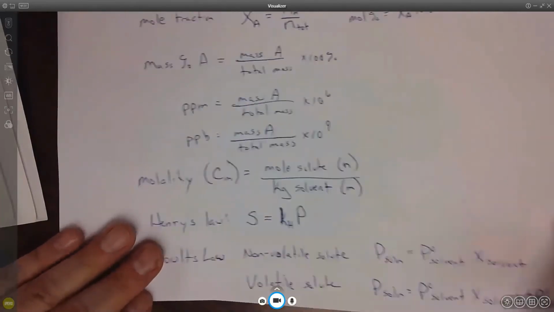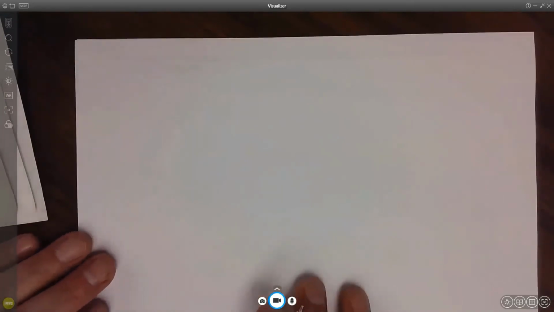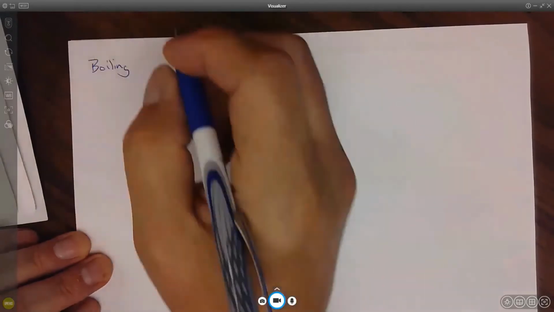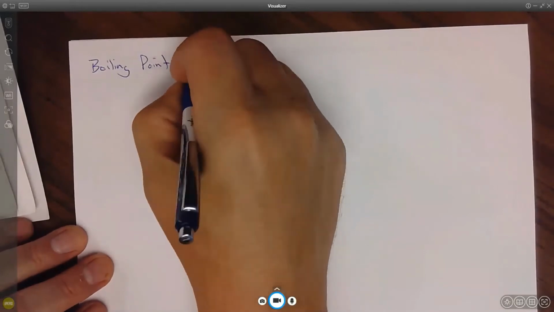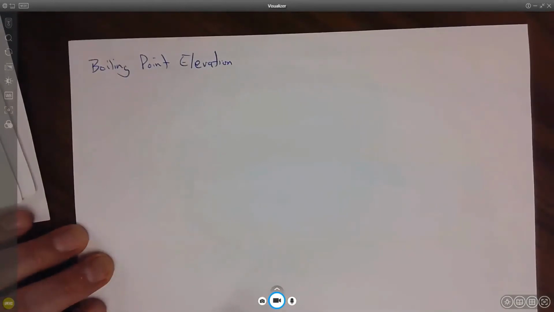Next, we haven't talked about this yet. We'll talk about this later today, but we're going to talk about some other colligative properties, and one will be the boiling point elevation. That is, whenever you dissolve something into a solution, it is going to cause the boiling point to become elevated, higher. So if you add salt to water, again at sea level, instead of water boiling at 100 degrees Celsius, it's going to boil at some higher temperature.